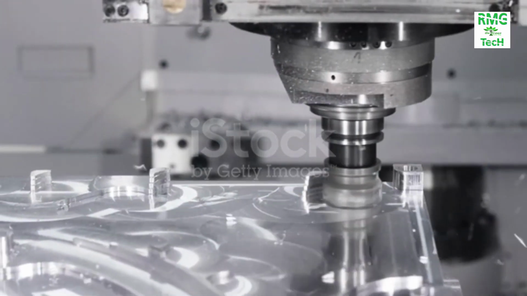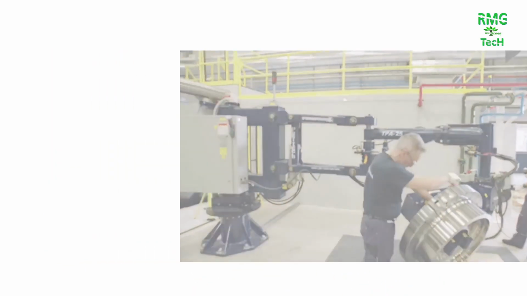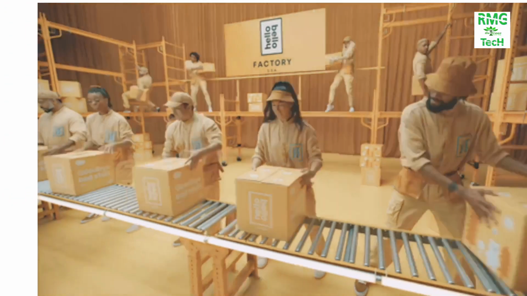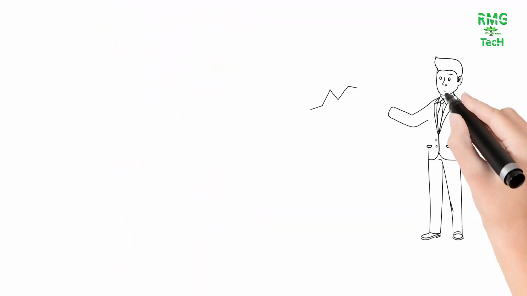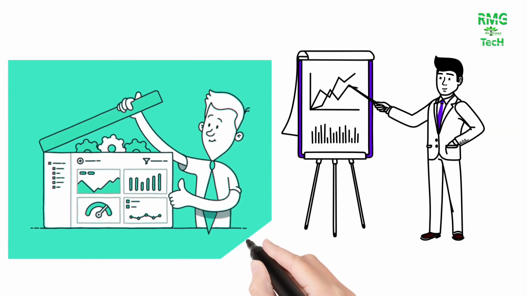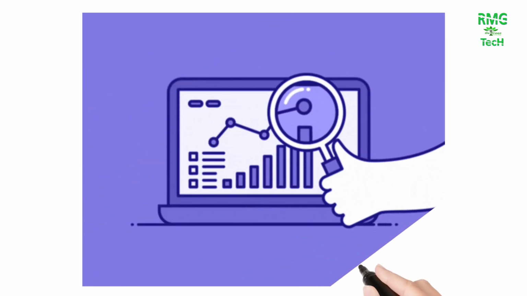Streamline processes to reduce cycle times and improve performance. Implement quality control measures to reduce defects and improve quality. Provide ongoing training and development for employees to ensure they have the skills and knowledge necessary to operate equipment and processes effectively. Overall, continuous improvement is key to maximizing OEE and ensuring the success of production operations.